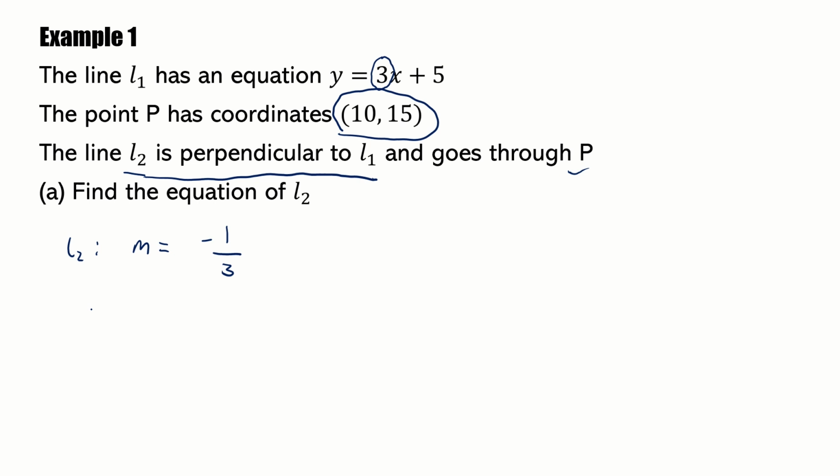Therefore, we've now got all the information we need to find the equation of L2. It's just y minus y1 equals m(x minus x1). You know by now, if you've seen my other work on this sort of chapter, that this is by far, in my opinion, the best method for finding the equation of a straight line. So, whacking in the relevant information: y minus 15 equals -1/3 lots of x minus 10.